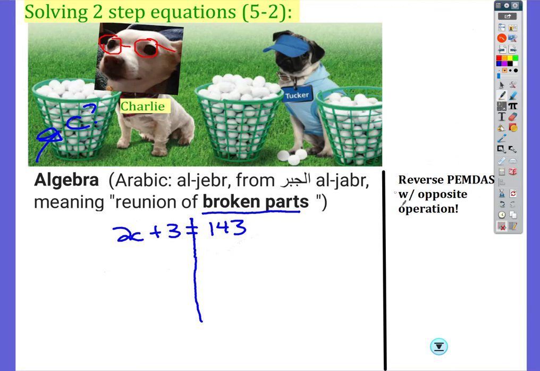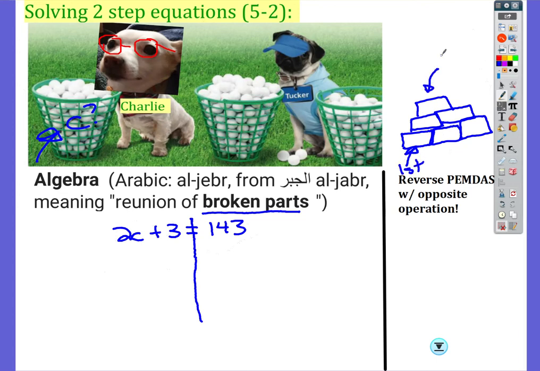Remember we said we could reverse PEMDAS. The way I like to think of this is like if you're building a Lego structure, and you've got all these pieces set up, and you need to tear it down, you're not going to start with the first piece you place.